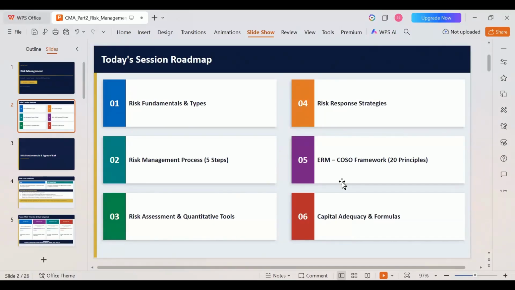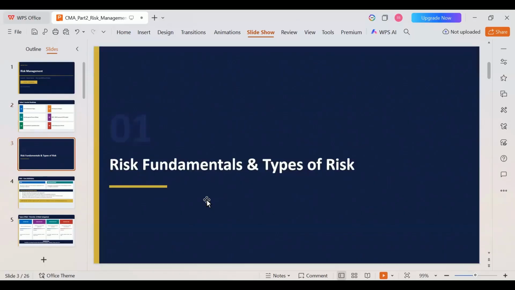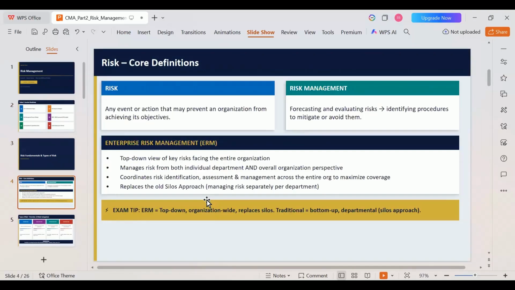Then ERM, that is enterprise risk management. This framework was a very systematic approach given to businesses to manage their risks effectively. Then comes capital adequacy ratios. So we start with risk fundamentals and types.